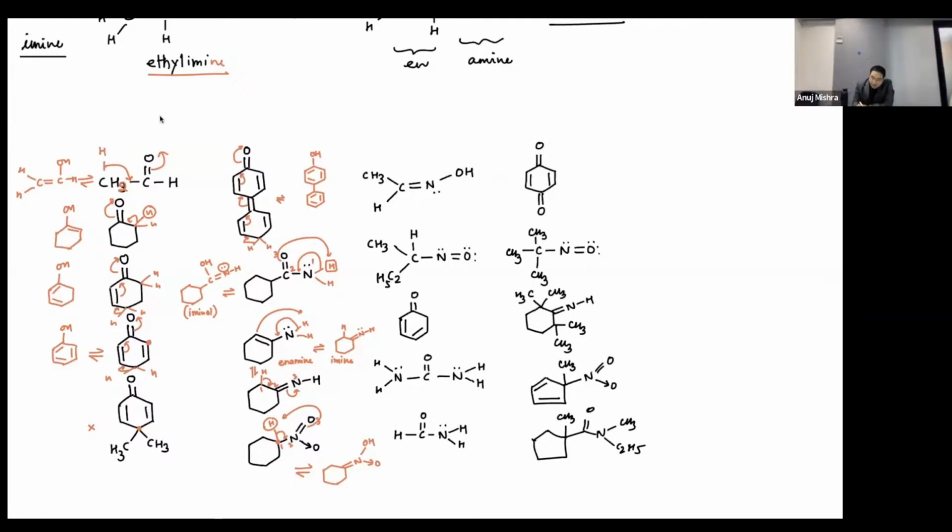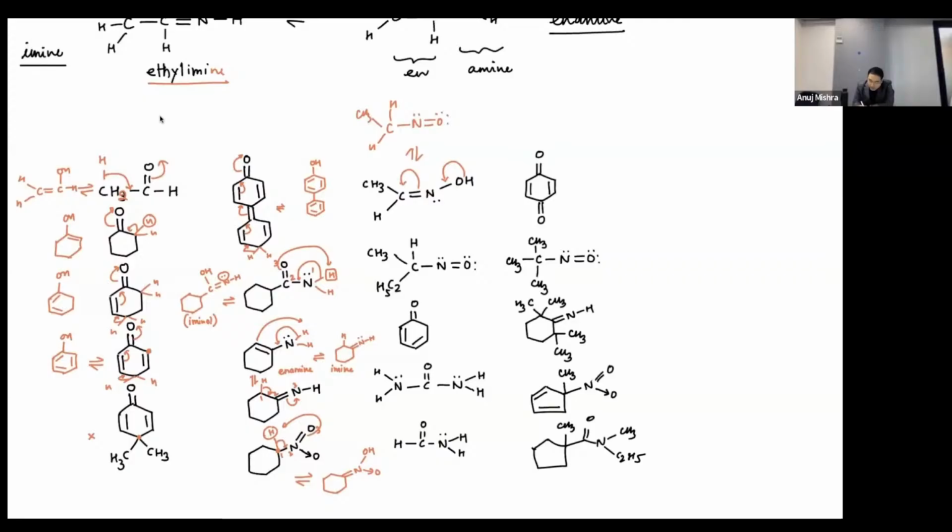What is oxime's counterpart? Nitroso. So it will be like this. CH3, H, one more H, single bond and double bond. Can you draw this? Have you drawn the same? Nitroso. Now the next example. It is nitroso. Nitroso's counterpart? Oxime.